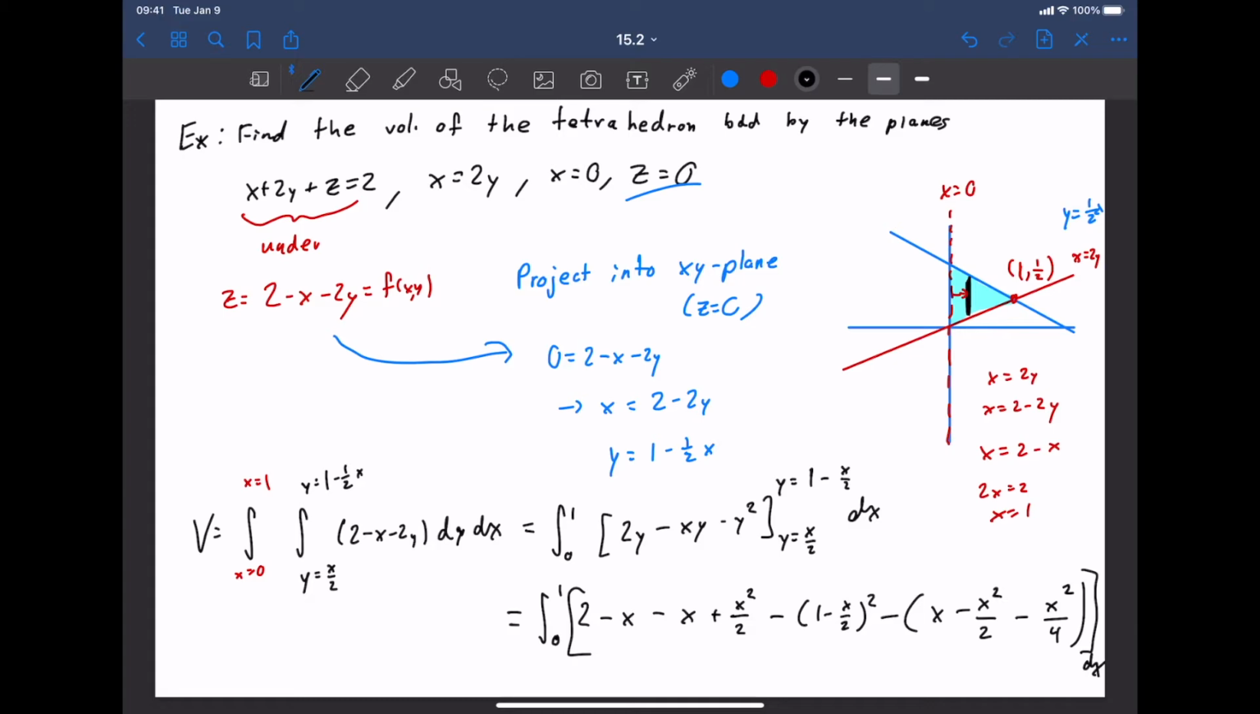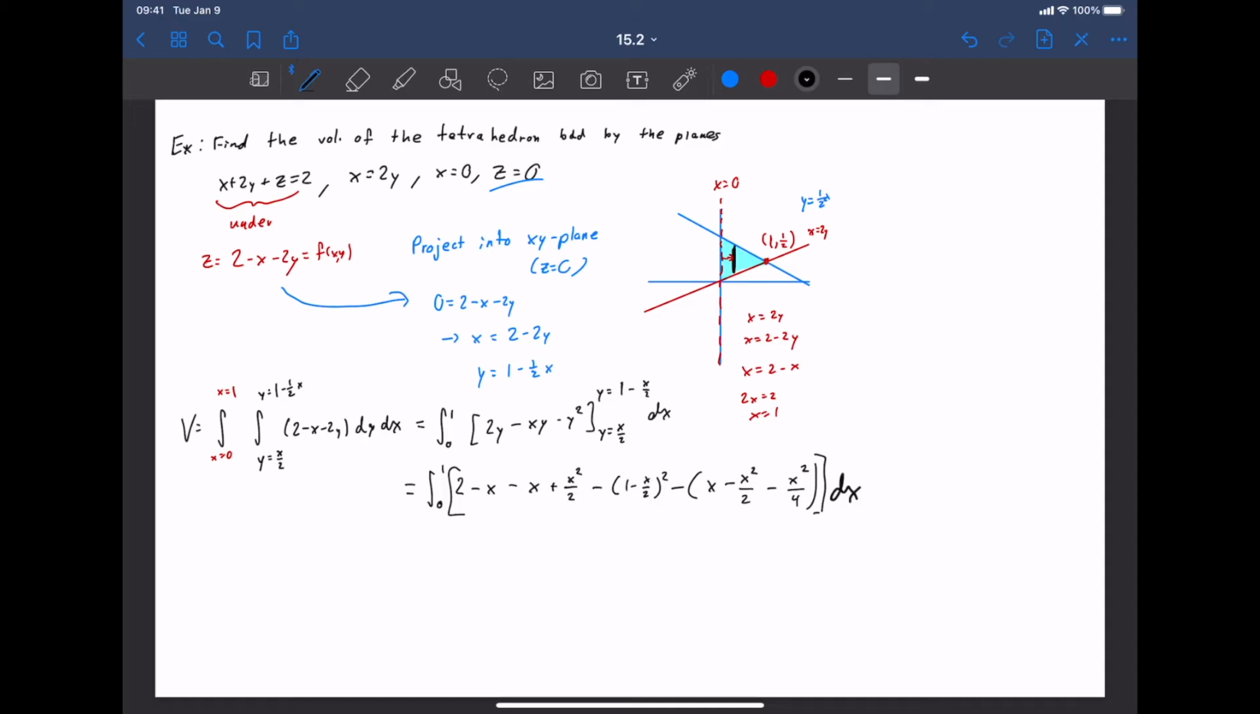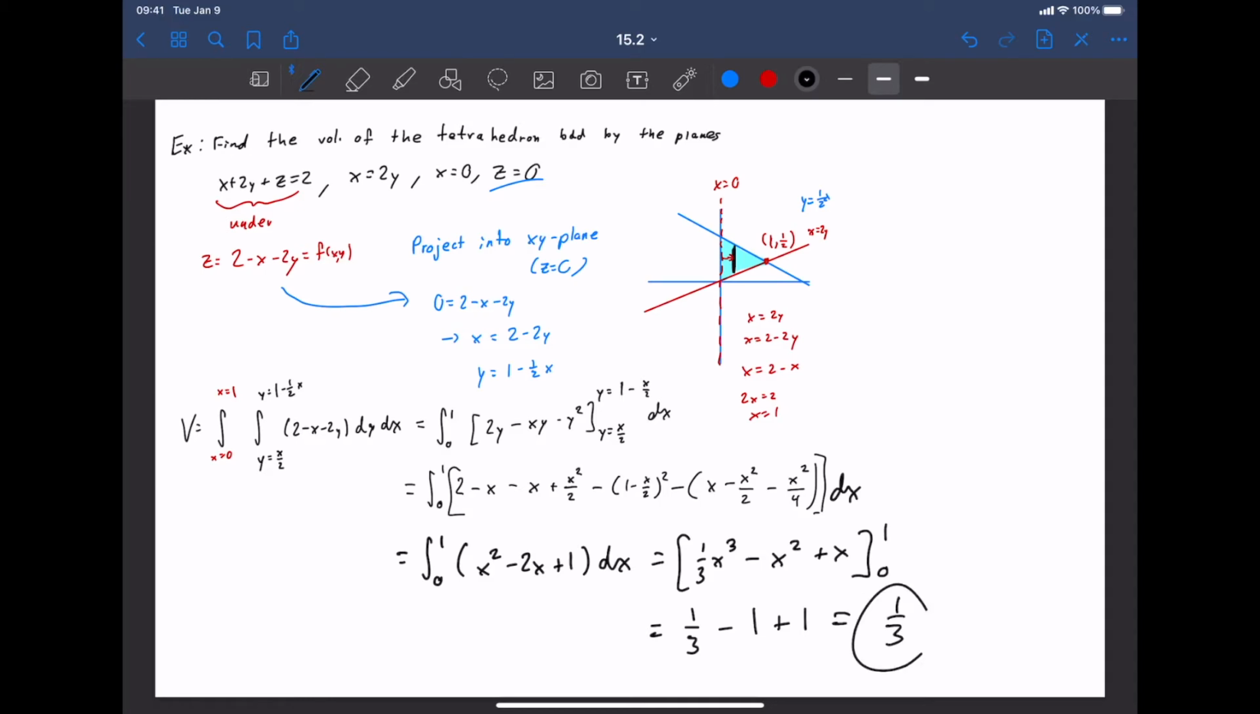And I'm going to shrink things and we're going to get to the next step. I'm going to simplify this. Off screen, I got the integral from 0 to 1. That's not going to change. x squared minus 2x plus 1. So make sure when you simplify it, you can get that. When we integrate that, 1/3 x cubed minus x squared plus x from 0 to 1. When we plug in 0, we get 0. So it's negative 1/3 plus 1, minus 1 plus 1, or it's just positive 1/3.